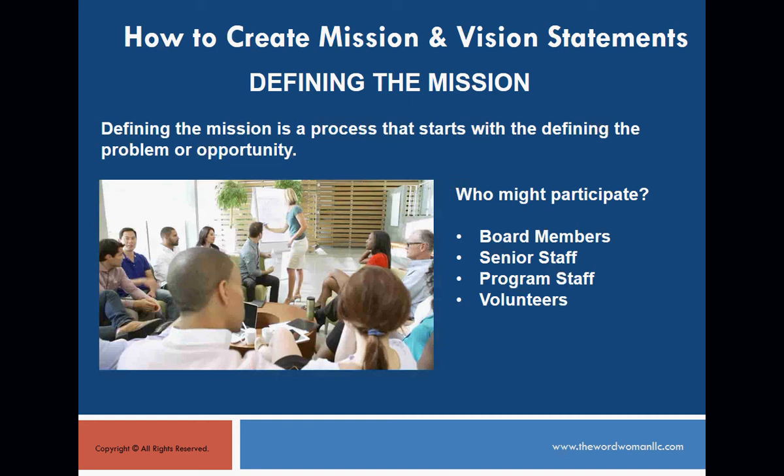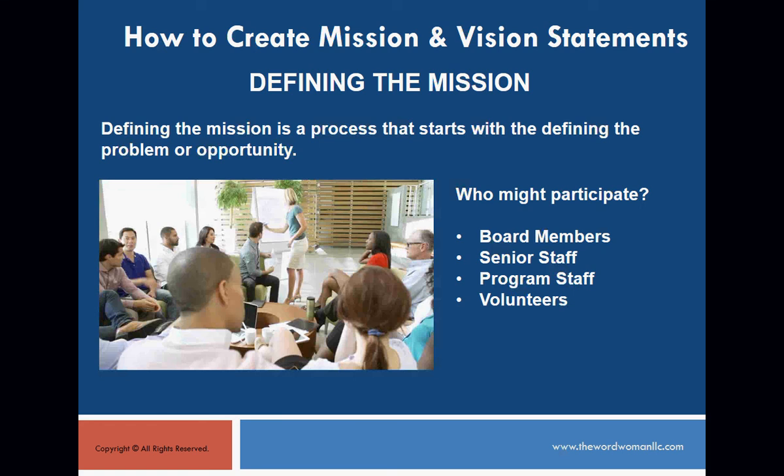So, defining the mission. One of the cautions that I will give you is around not allowing your activities or those things that you desire to do to be mistaken for your mission, and to not allow those things to drive your mission. Your purpose for existing is not to offer your programs, okay? So you want to be looking at the problem or opportunity, because not every organization exists to eradicate a problem, but maybe there is an opportunity that you want to build on.